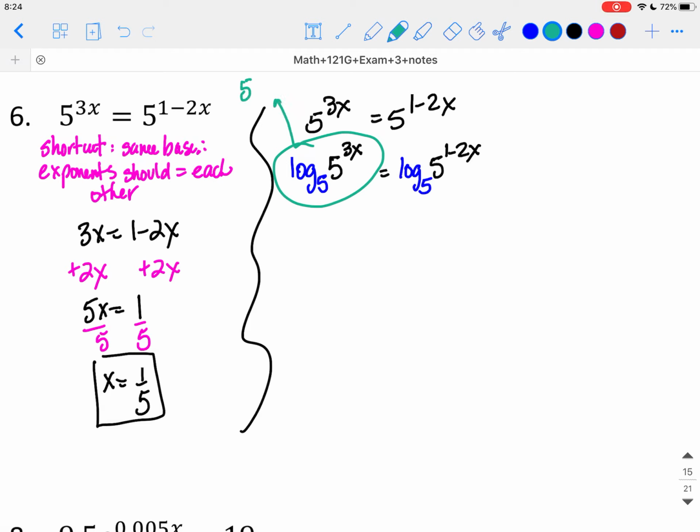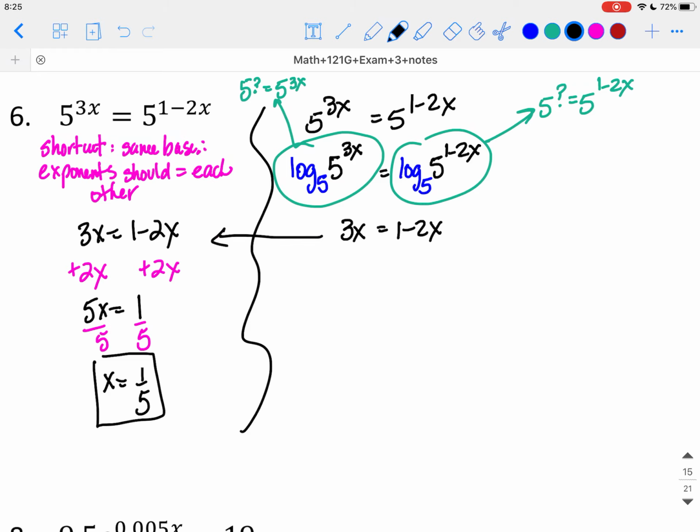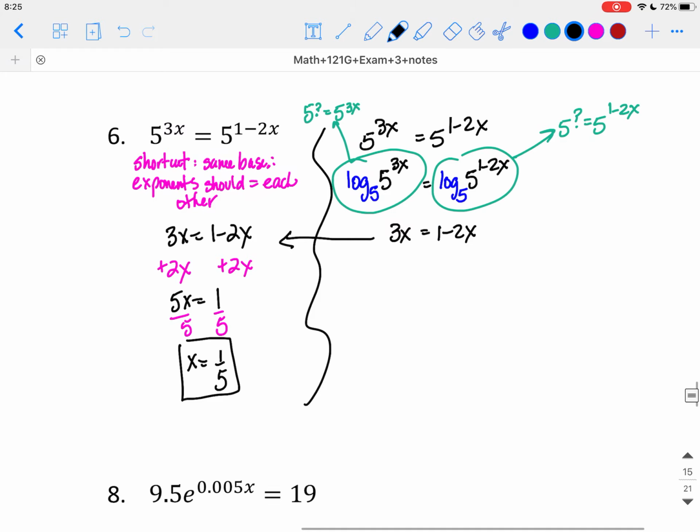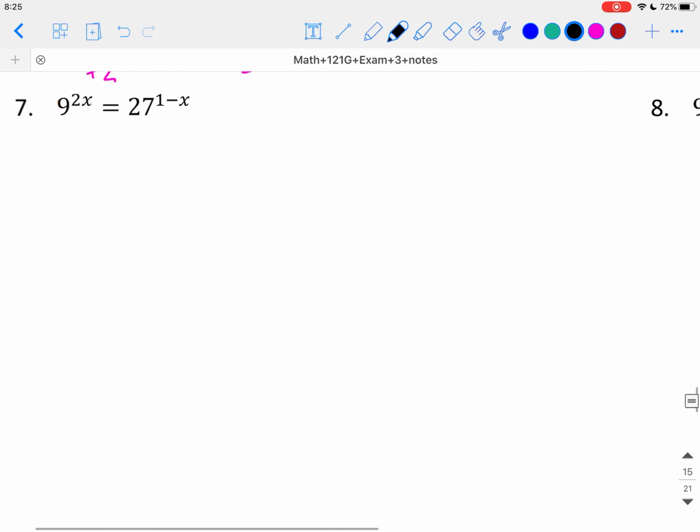This is asking, 5 to what power gives me 5 to the 3x? Well, the answer is 3x. And this is asking, 5 to what power gives me 5 to the 1 minus 2x? Well, the answer is 1 minus 2x. And you're left with the same thing right there. That's number 6.